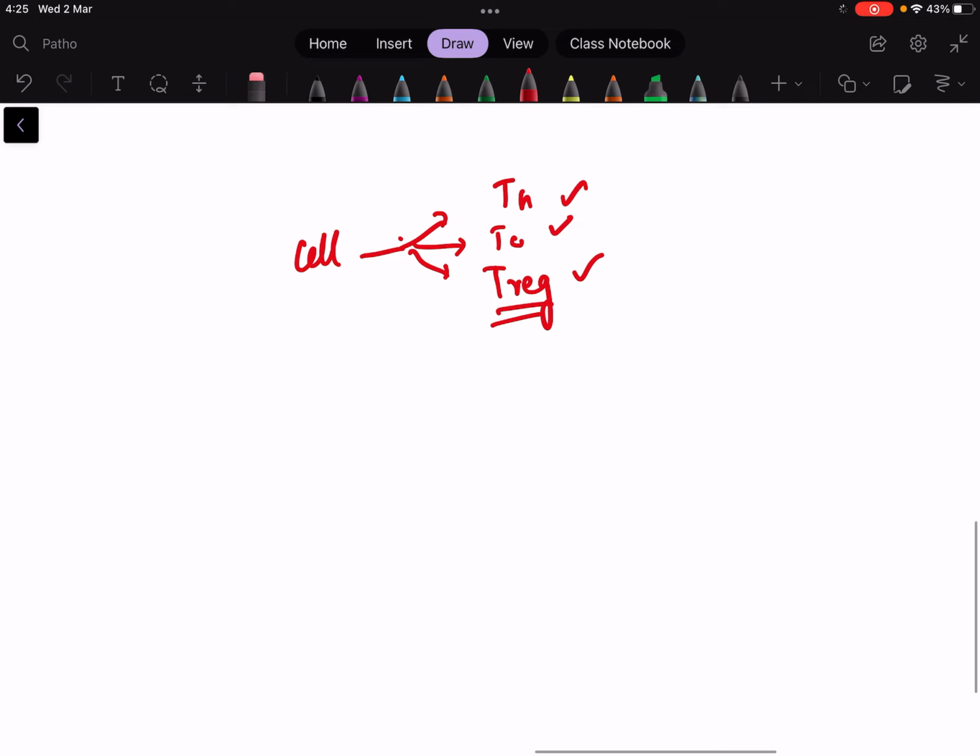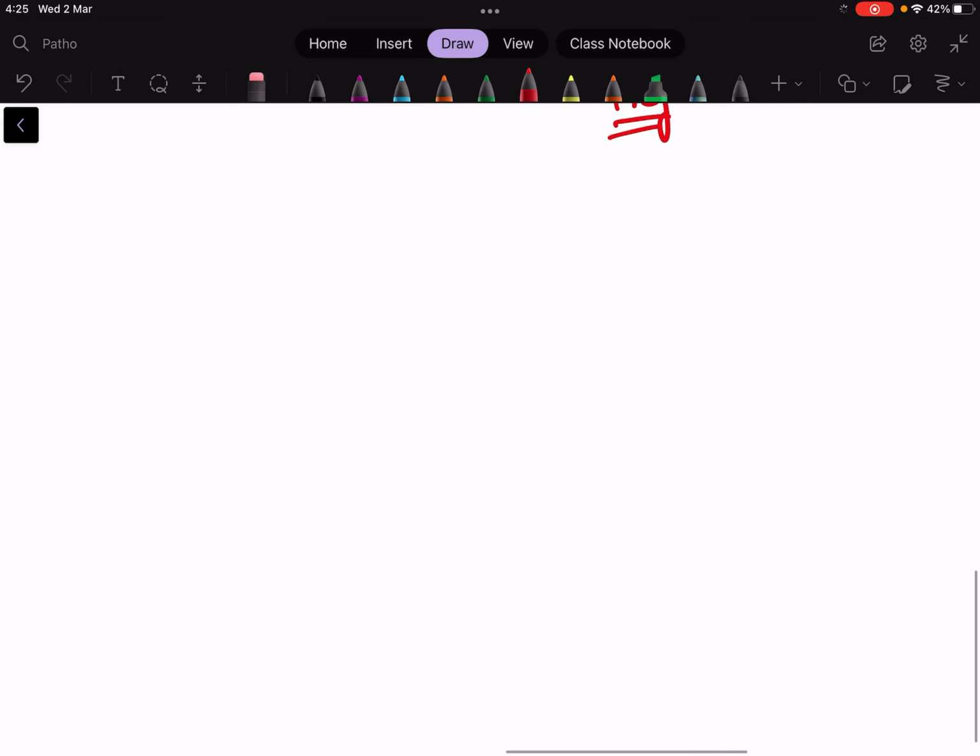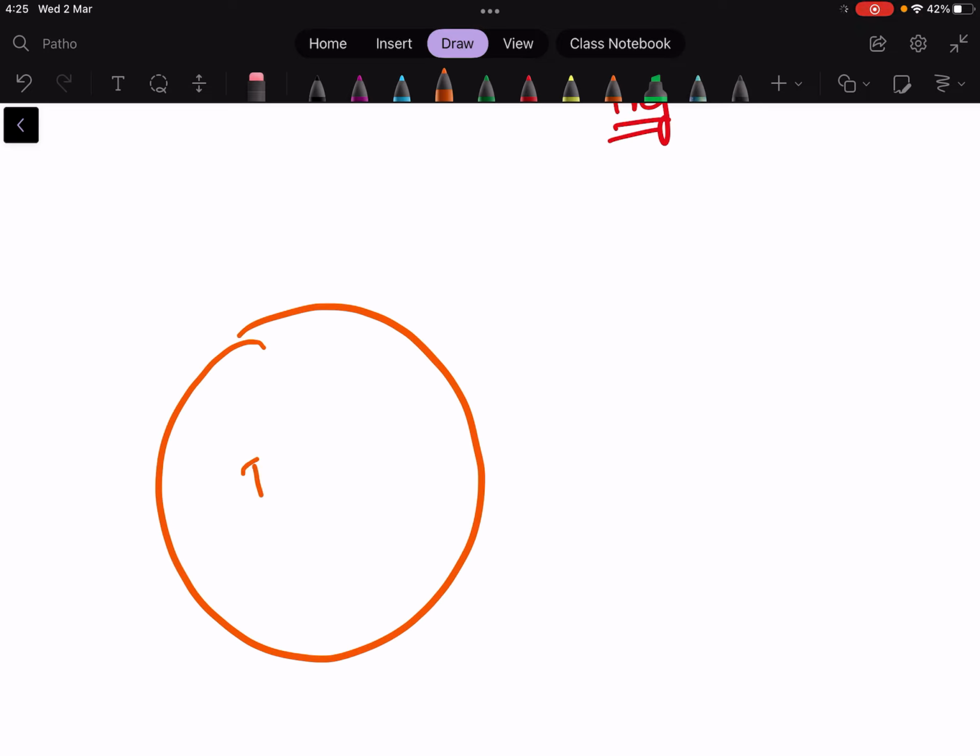Okay, so now we move on to the next topic, which is your T cell receptor. Suppose this is a T cell. Now this T cell, whether it is a T helper or T regulatory or T cytotoxic cell, is obviously going to contain a receptor. This receptor is called the T cell receptor. Now what is the T cell receptor made of? That is, what are the proteins involved in the T cell receptor, we are going to see.